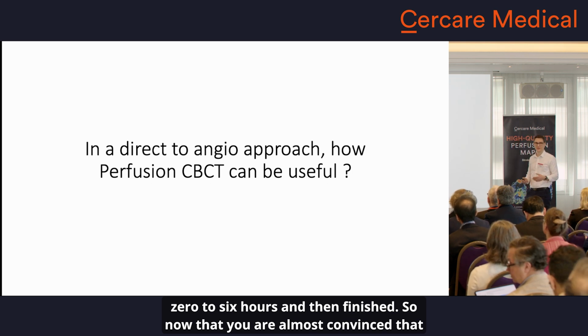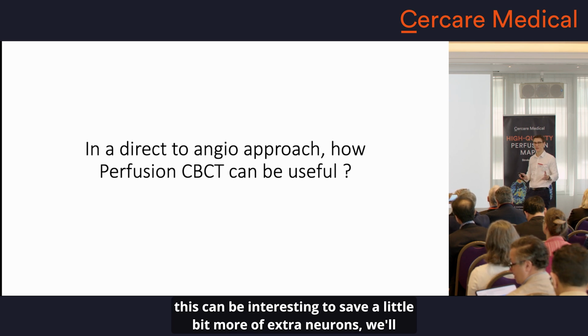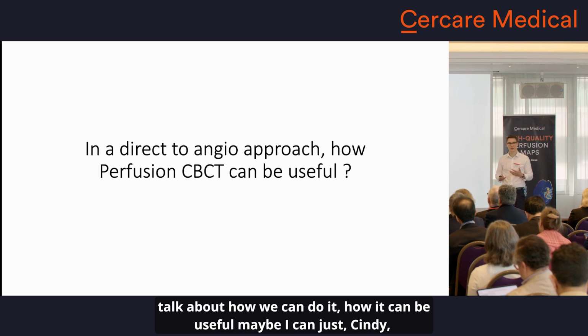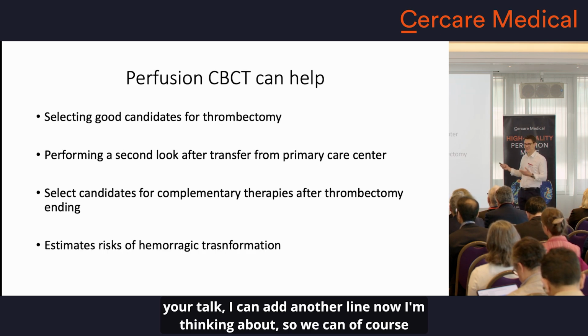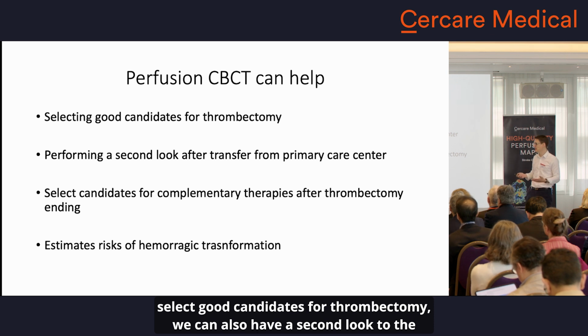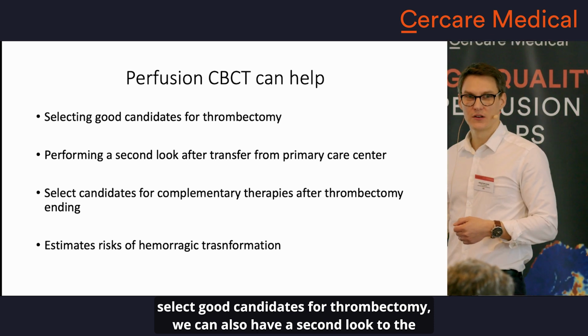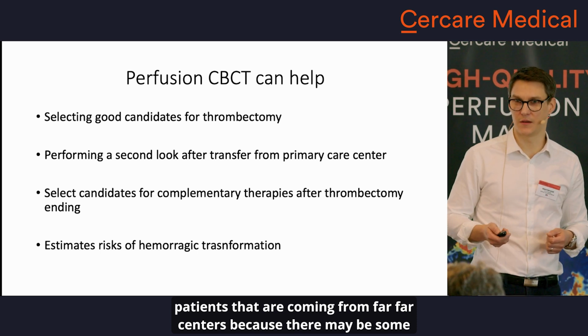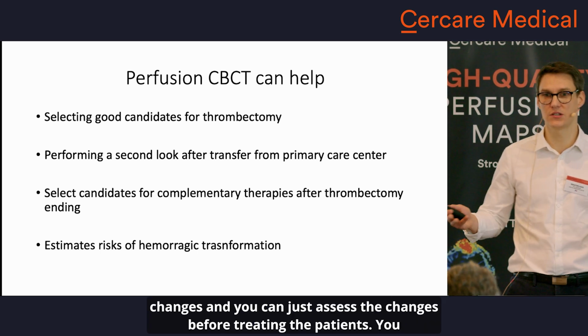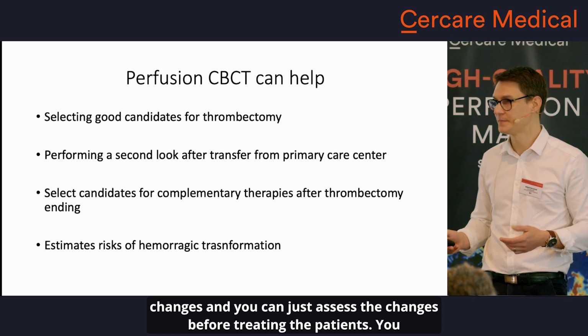So now that you are almost convinced that this can be interesting to save a little bit more of extra neurons, we'll talk about how we can do it, how it can be useful. Maybe I can just, Cindy, with your talk, add another line now I'm thinking about. So we can, of course, select good candidates for thrombectomy. We can also have a second look at the patients that are coming from far, far centers, because there may be some changes and you can just assess the changes before treating the patients.